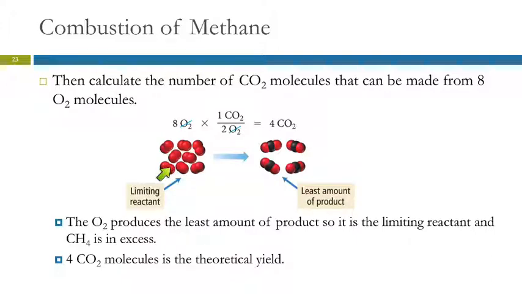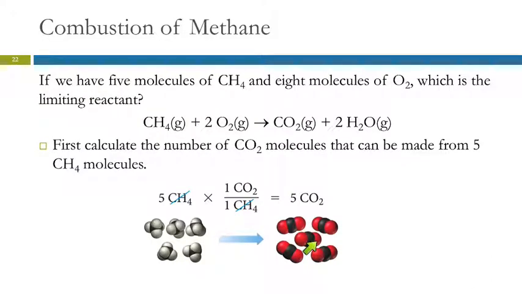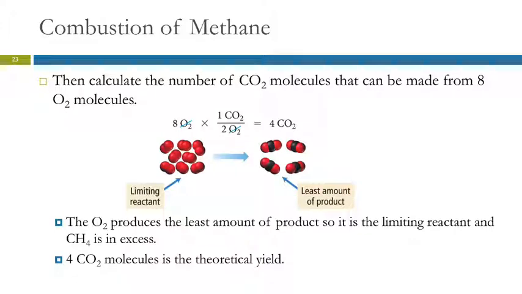And if you look at this, you can count up the number of red balls over there and over here and see that that's true. So this gave us 4 molecules. This one gave us 5. Which is smaller, 4 or 5? 4. That's a number we can handle at 9 a.m. So we're going to get 4 molecules of CO2 as our theoretical product. Does that make sense? What's the excess reactant then?